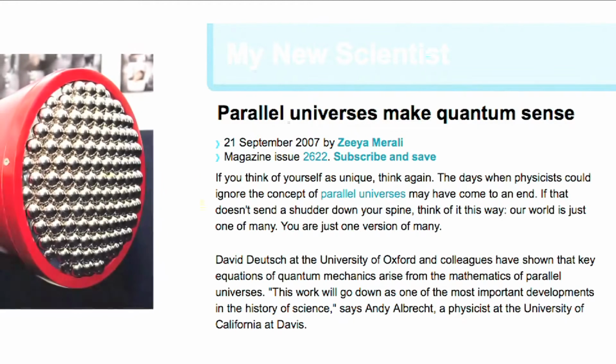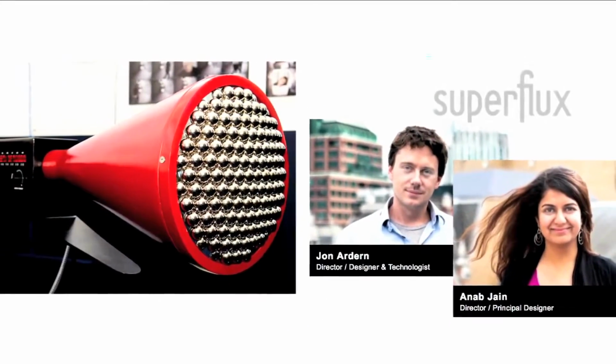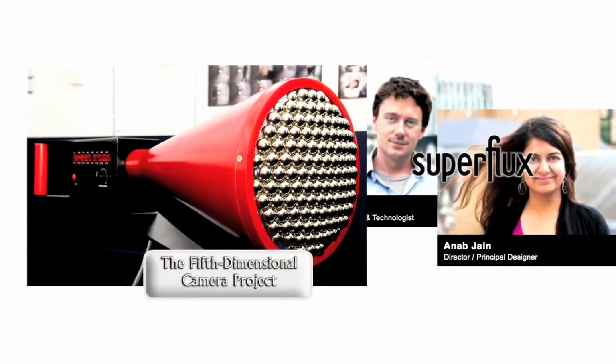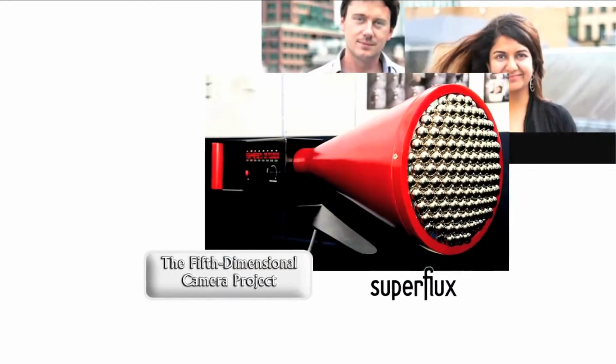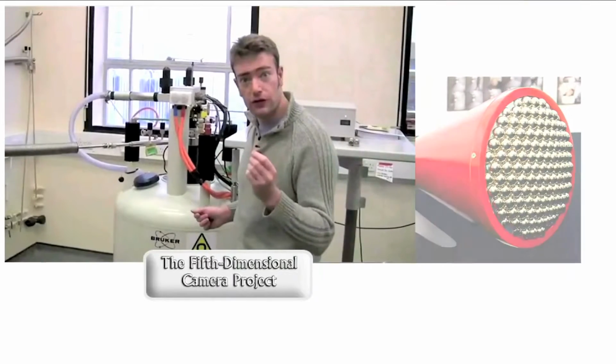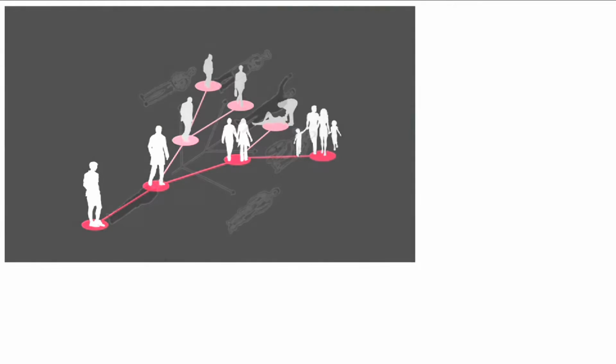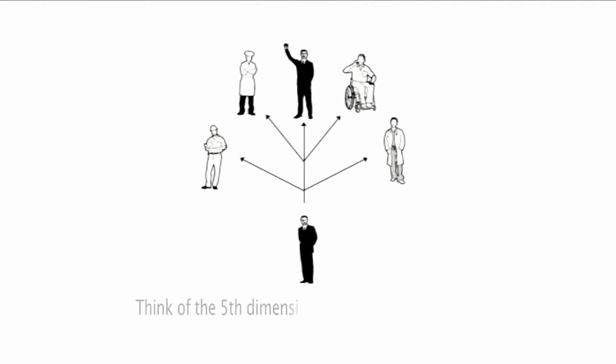In 2010, a team of scientists at Oxford participated in a speculative art project created by John Ardern and Anab Jain as Superflux, the fifth-dimensional camera project. David Deutsch acted as one of the consultants on this project too, but of particular note is a video they created featuring Dr. Simon Benjamin, who is from the Quantum Information Processing Interdisciplinary Research Collaboration, the QIPIRC, based at Oxford University. Within this video, you'll see Dr. Benjamin show a diagram very similar to the ones from my project of branching timelines resulting from chance and choice, and he suggests that these are occurring at the fifth dimension.